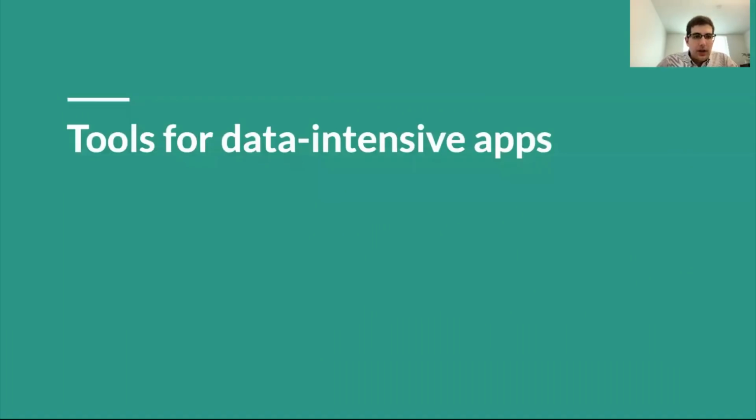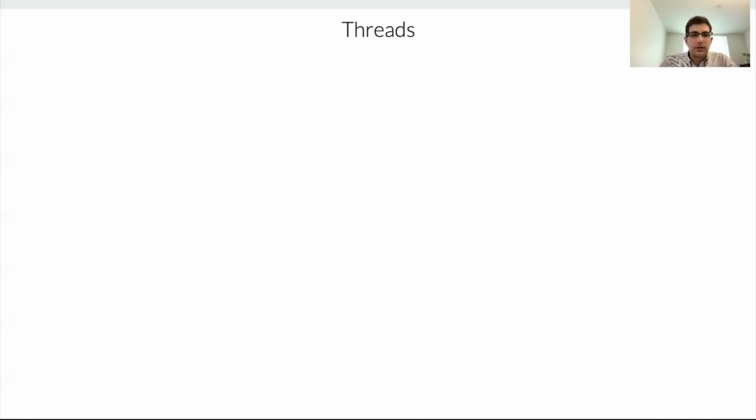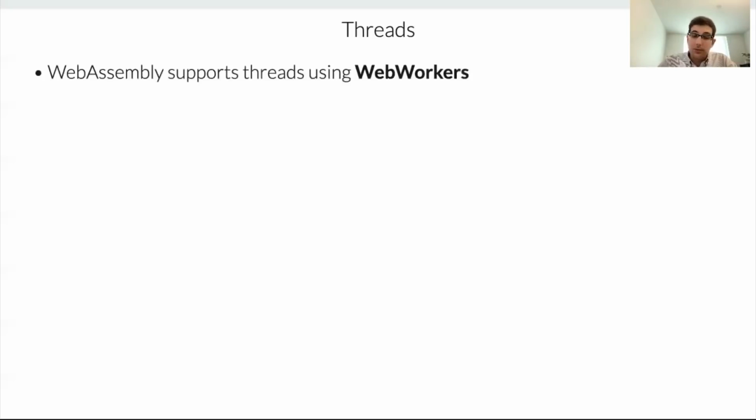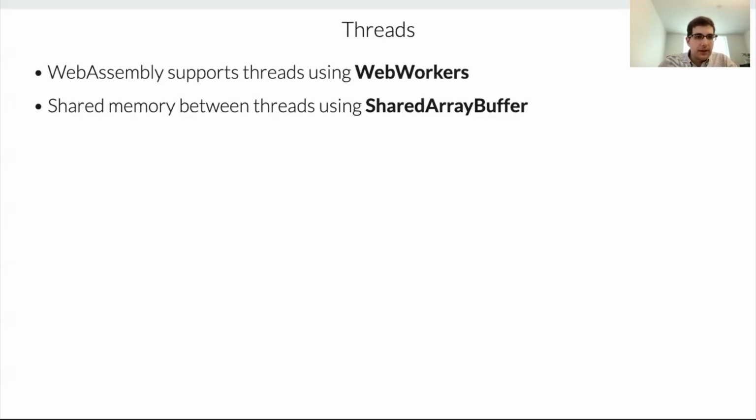All right. So if you're building these kinds of data-intensive web apps, there are several interesting tools that you can use with WebAssembly. One is threads. Obviously a lot of tools use threads to speed up execution. And WebAssembly does support threads using web workers. And the way that shared memory is implemented between threads is using this thing called shared array buffer.